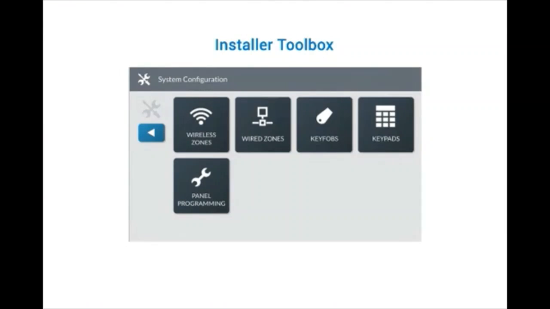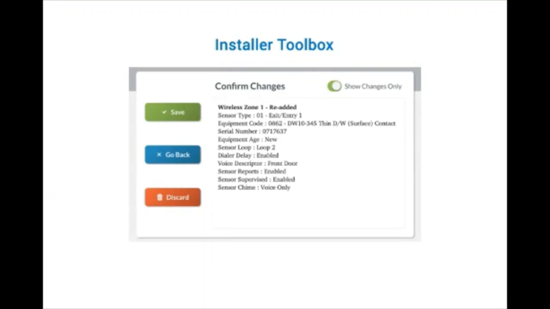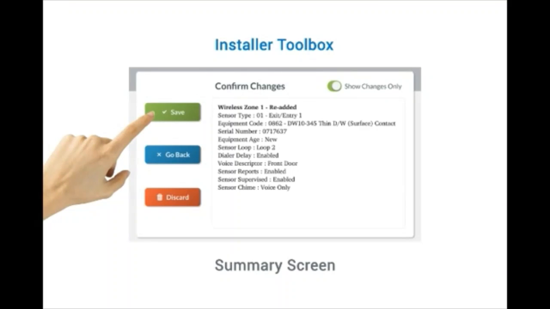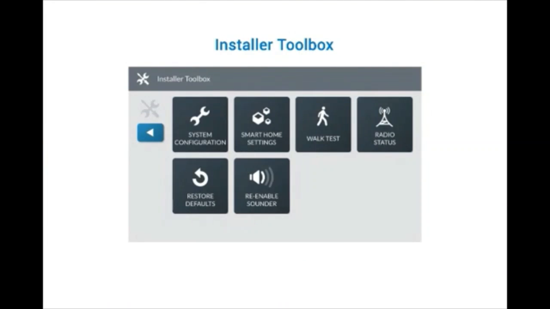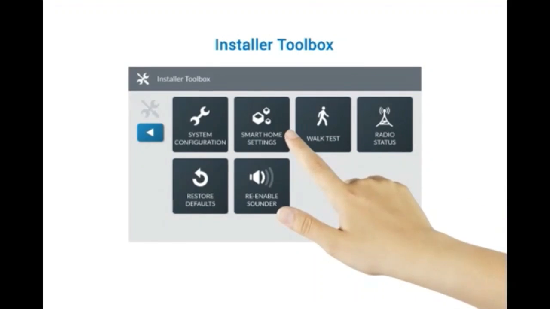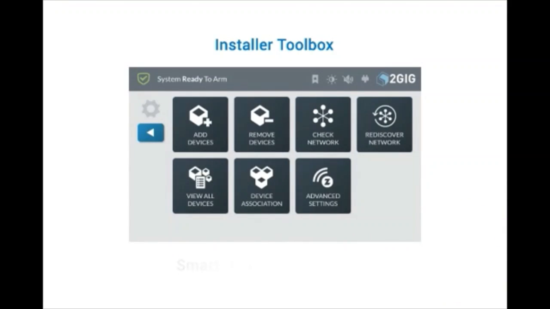When programming is complete, press the left arrow button. The summary screen will display all changes made. To save and exit, press the Save button. Z-Wave devices and settings are programmed and configured within Smart Home Settings. Smart Home Settings will be covered in more detail in the GC3 Smart Home Settings video.